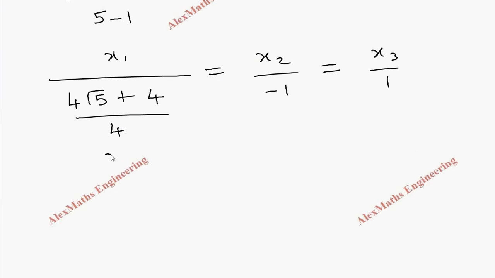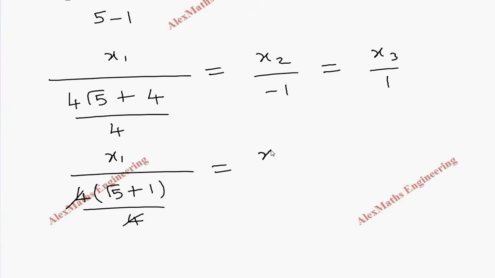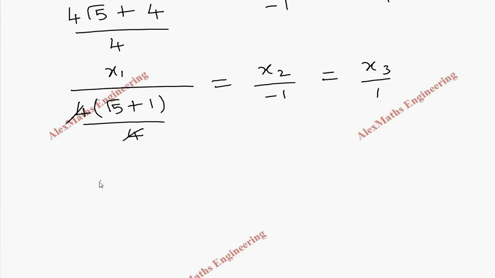Then we can take 4 common, so root 5 plus 1 by 4. We can cancel these two. Then x2 by minus 1, x3 by 1. So we got the eigenvector x3. The elements are root 5 plus 1, minus 1, plus 1.